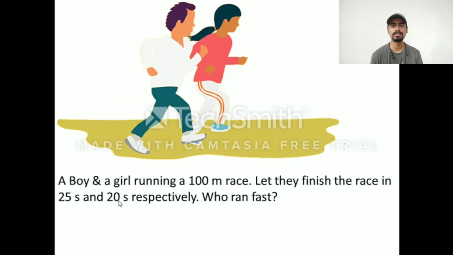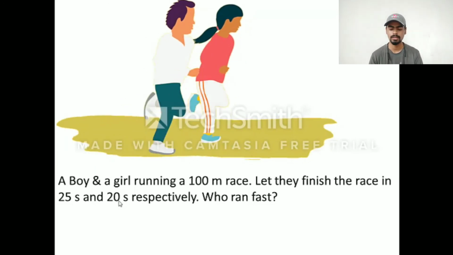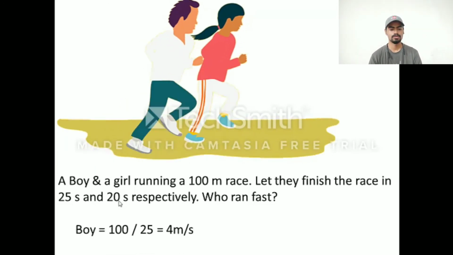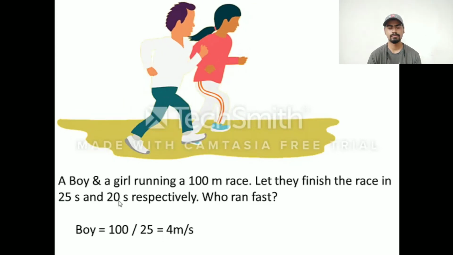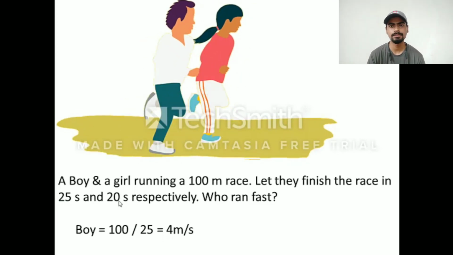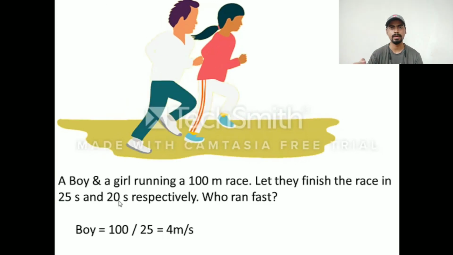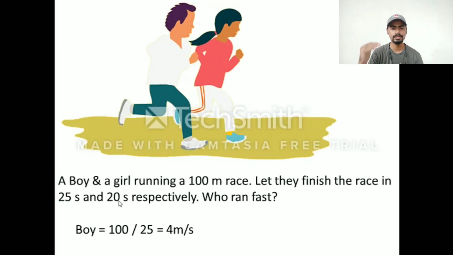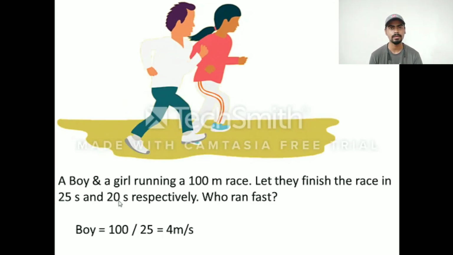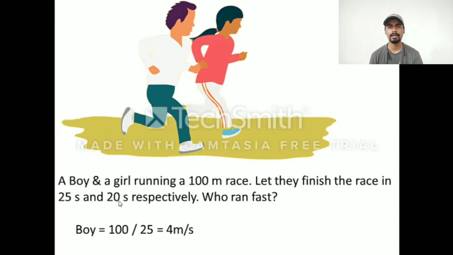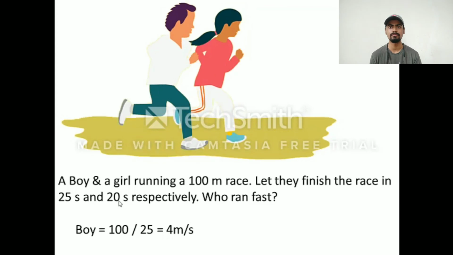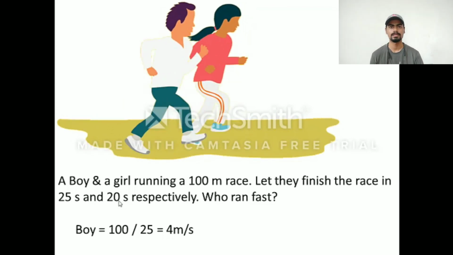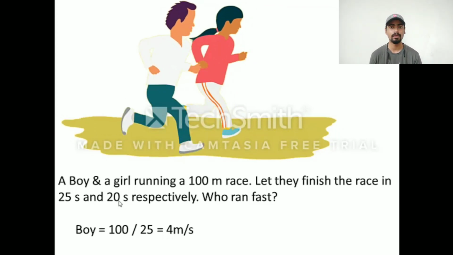Now using this information we'll also calculate the speed. So the speed of the boy will be equal to, how do we calculate the speed? That was distance upon time, right? So distance in the numerator, distance is how much? That is 100 meter. And in the denominator we will write the time, that is 25 seconds. So 100 divided by 25 will give you 4 meter per second. That is the speed of the boy.